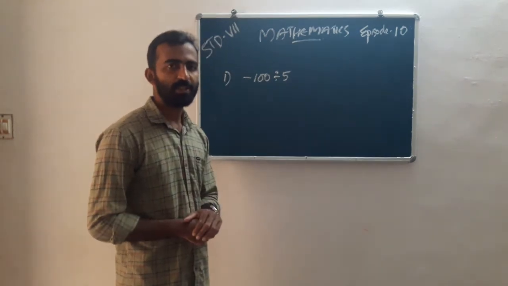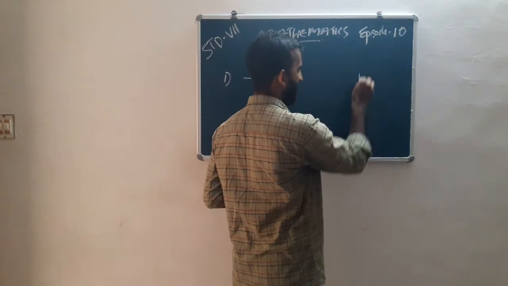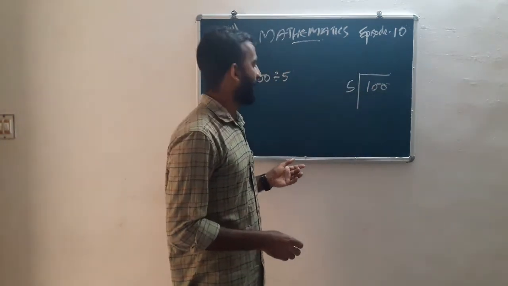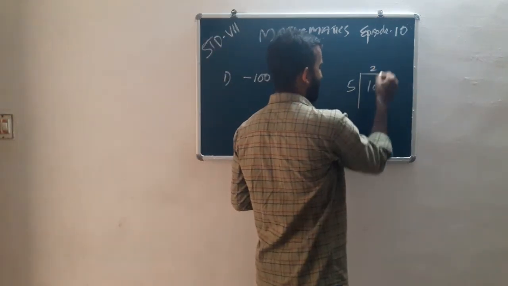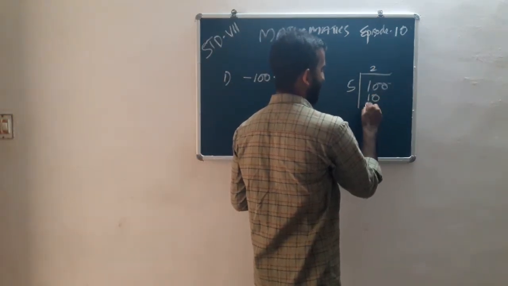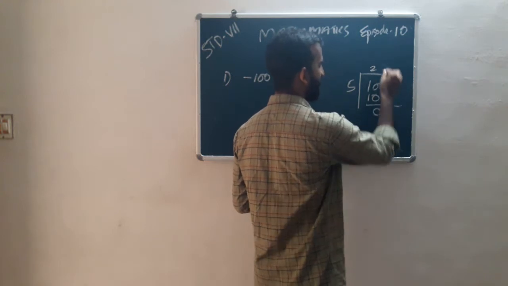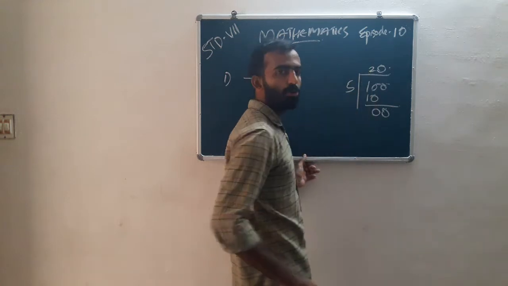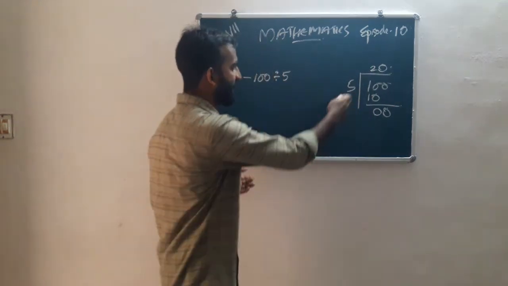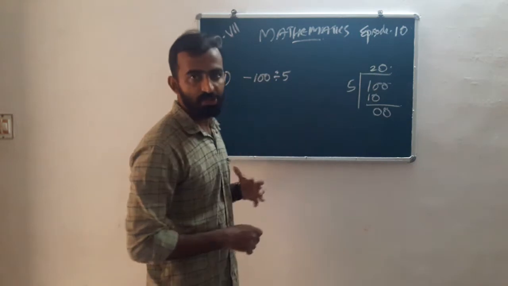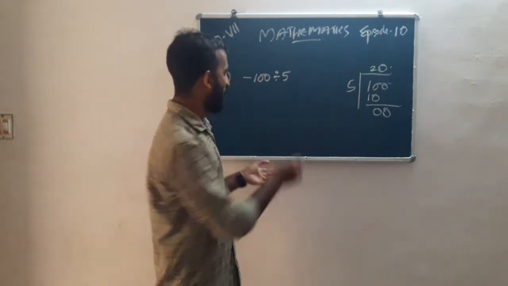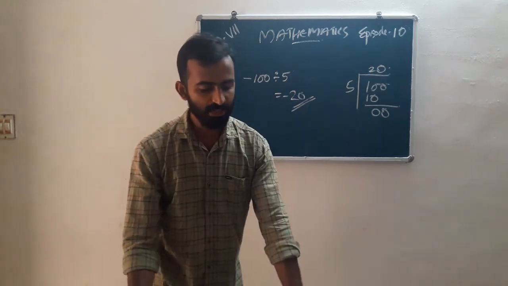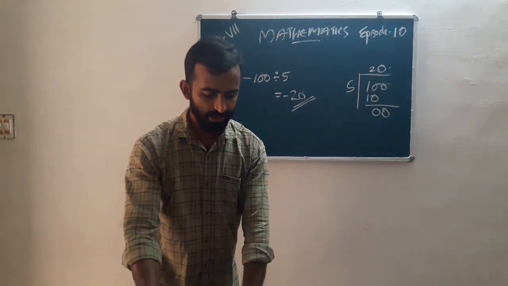We divide 100 by 5. The quotient is 20 and the remainder is 0. Here we take 100, but in our question it is negative 100, so the answer is negative 20.